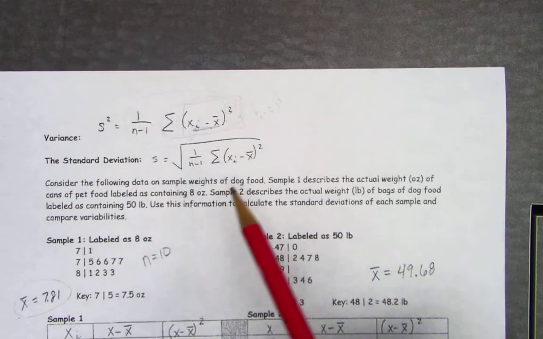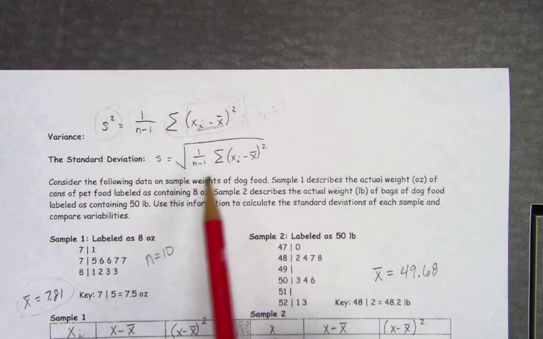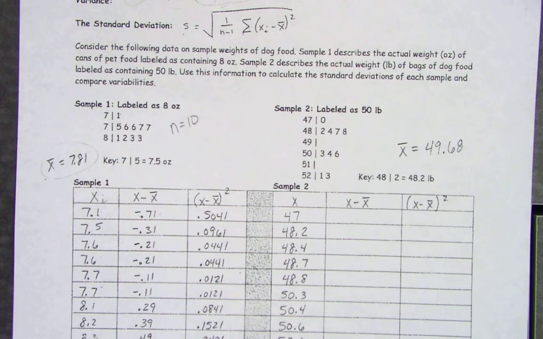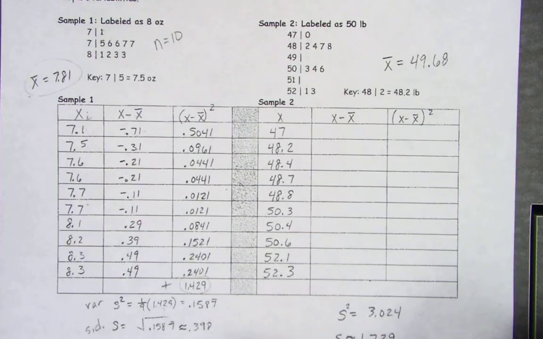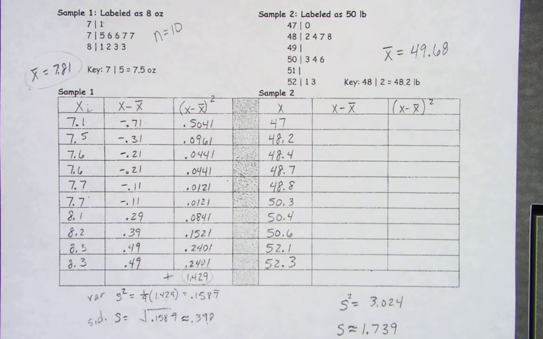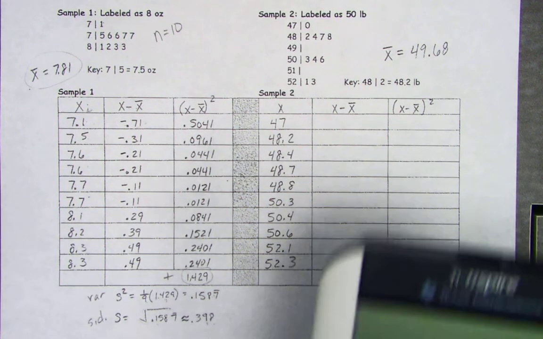So now we have this. If we want to get just s, we take this number and do the square root of it, and we get our standard deviation. The standard deviation is 0.398. So we do the square root of that to get our standard deviation. Seems really complicated. Now, let me show you how we do this on the calculator.